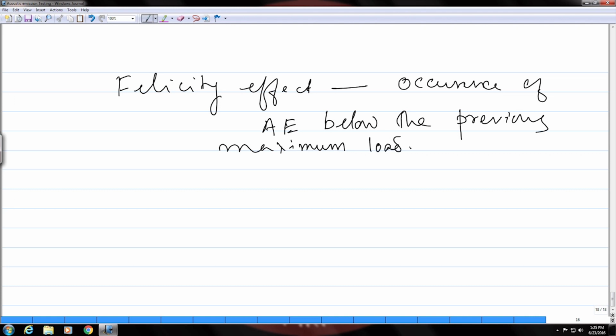So, you can define a ratio which is known as the Felicity ratio, which goes like this. It is denoted as FR, and this is given by the ratio of the existing load at which you see the emission, that is PE, and the previous maximum load, which is PM. Okay.